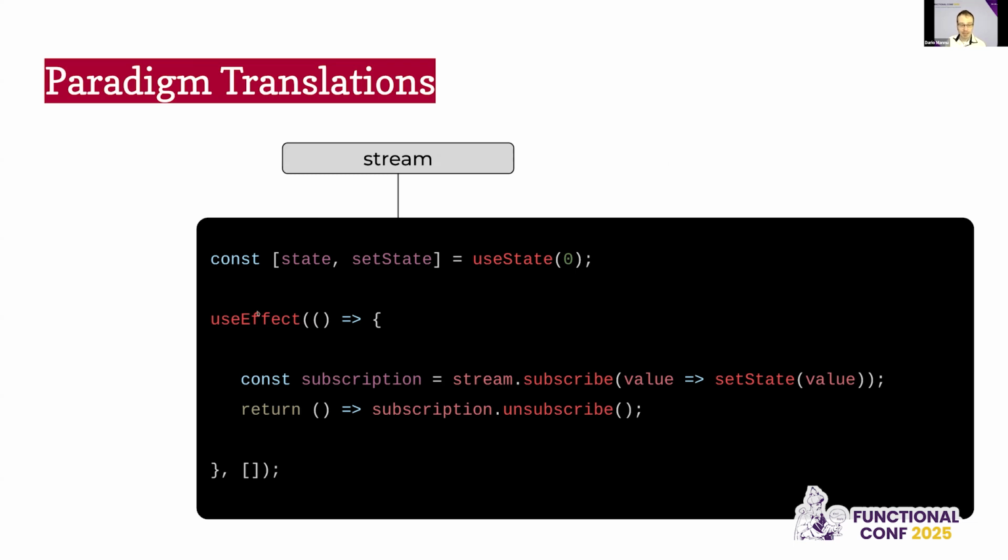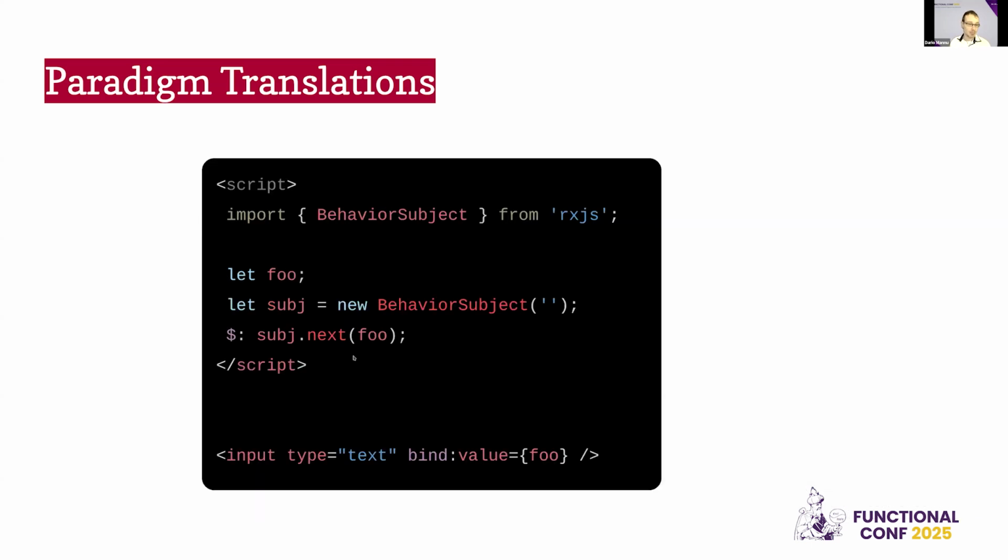Paradigm translation is the other problem. Many frameworks use this concept of signals, and when you do have observable streams, reactive streams, you have to translate from one paradigm to the other, so from functional to imperative, essentially.